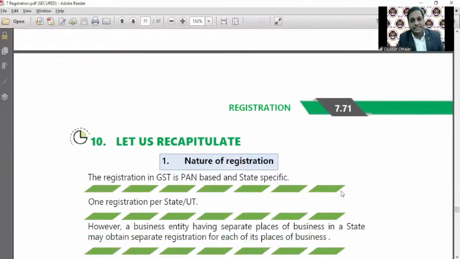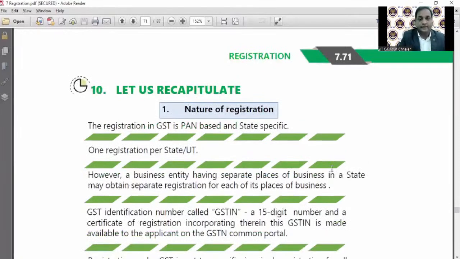Go to page number 7.71. I am using the study material of the institute, nothing else. Correct. So let's think about registration in GST, which is PAN based and state specific. State specific means, for example, I am from Delhi and I am doing business in Delhi. I am doing business in Haryana, doing business in Maharashtra. I need to take the registration in every state.